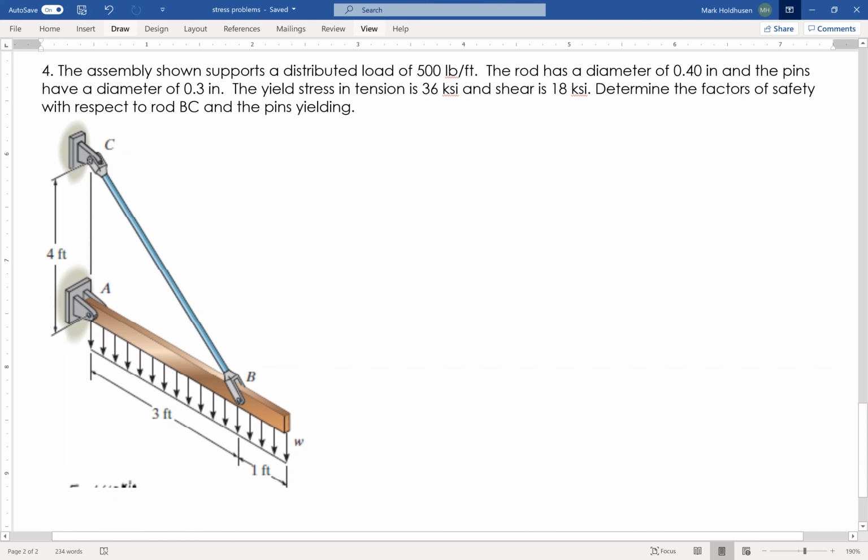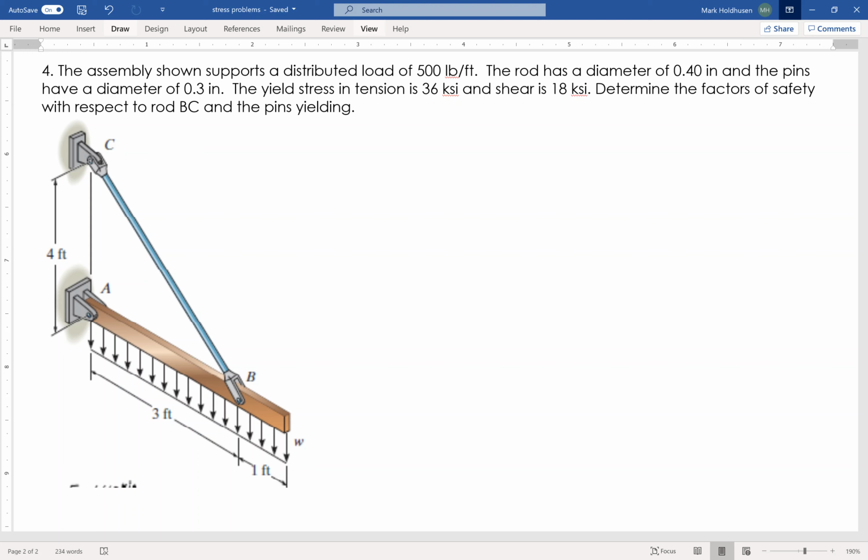So I've got an assembly. There's a distributed load on it. I've got a rod kind of holding it up. I've got some pins holding everything in place. So I know that the yield stress and tension of that rod is 36 ksi, and the shear on the pins is 18 ksi. So what I'm trying to find here is the factor of safety on all of these things.